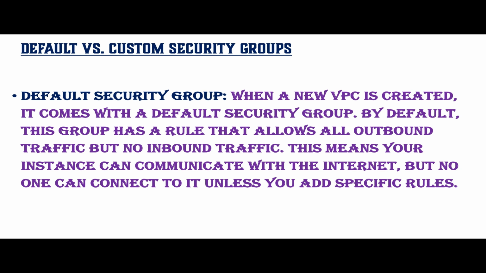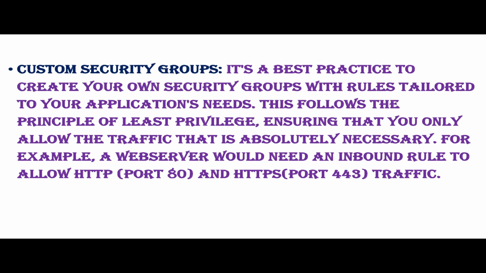Default versus custom security groups. Default security group. When a new VPC is created, it comes with a default security group. By default, this group has a rule that allows all outbound traffic but no inbound traffic. This means your instance can communicate with the internet, but no one can connect to it unless you add specific rules.